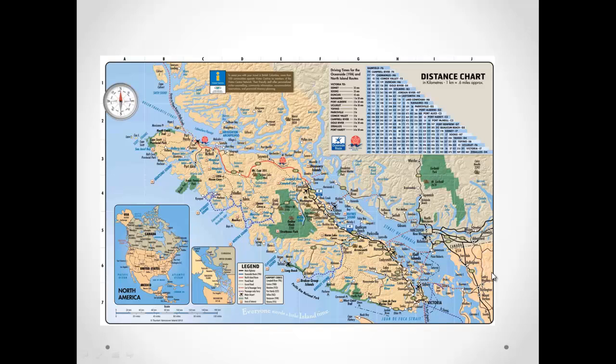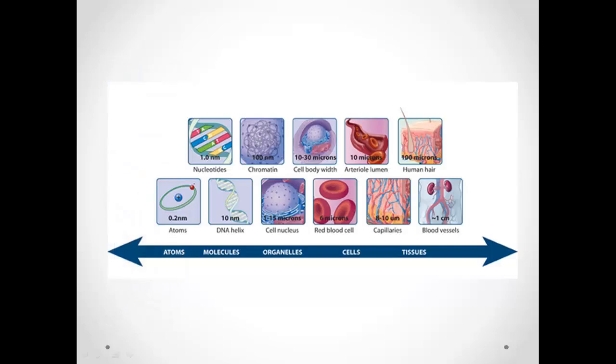Also in socials class, or if you're traveling somewhere, you may have to read a map, and in the bottom left corner we see a scale here. Also in other classes you may be taking, like biology, sometimes you have images that are enlarged in order for you to see the details, things like cells and molecules.